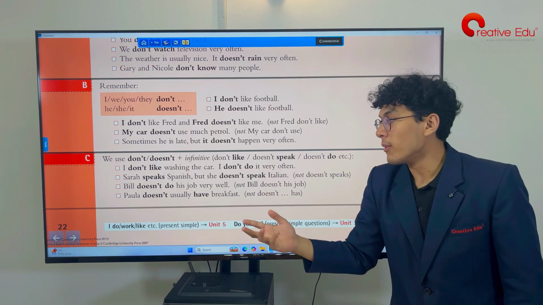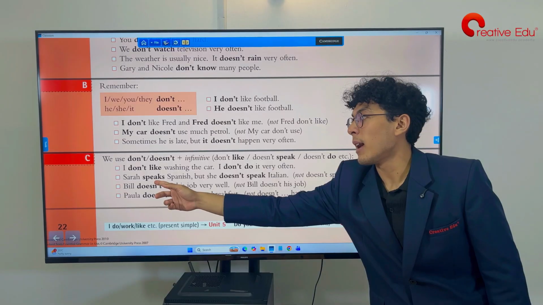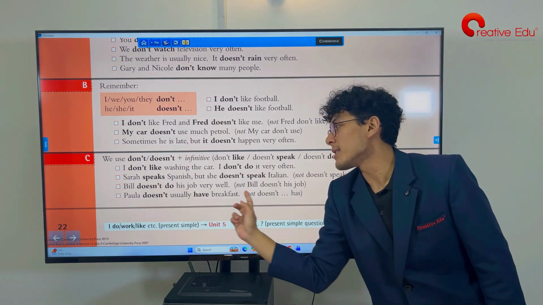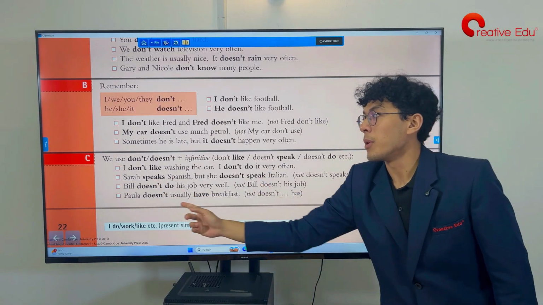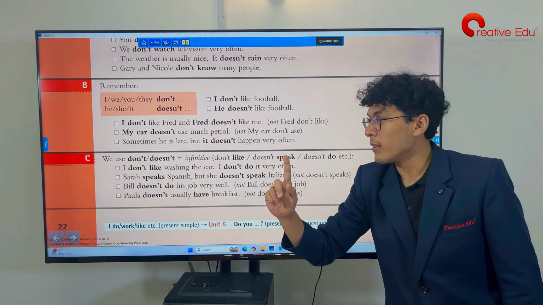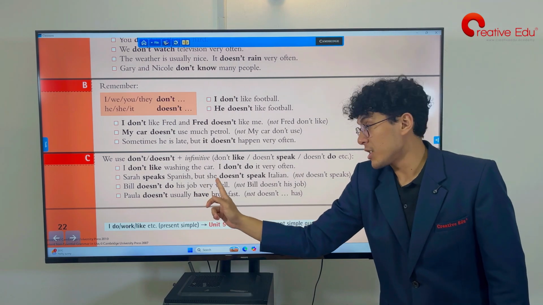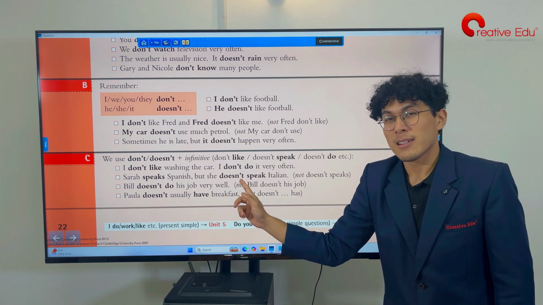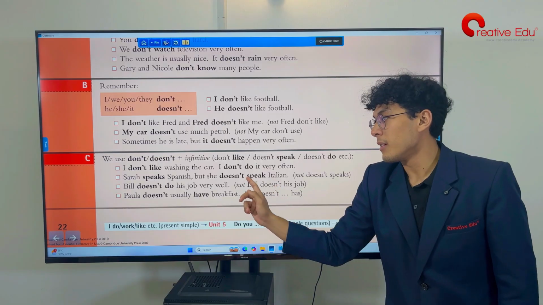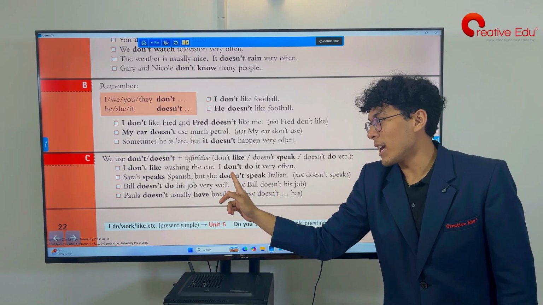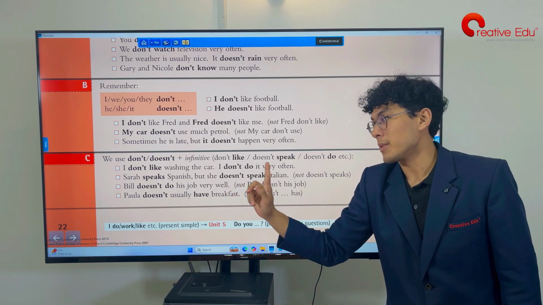Number 2, Sarah speaks Spanish, but she doesn't speak Italian. You're probably wondering, why does this have an S and this doesn't? When we're already talking about a singular person, one person. Well, but she doesn't speak Italian. Thus, we already have an S here, so it indicates one person only.